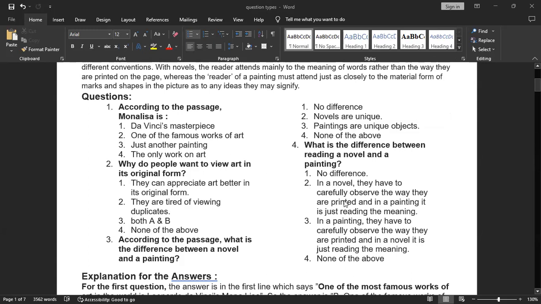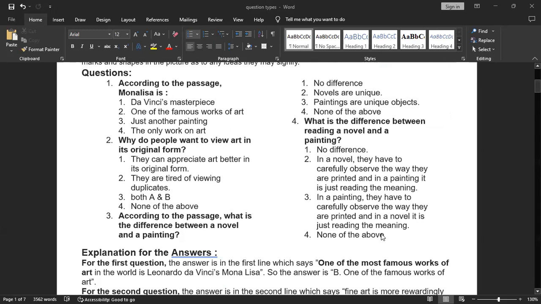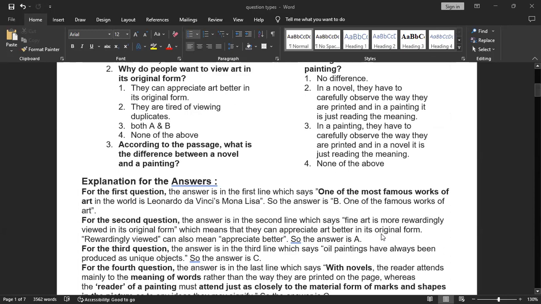No difference. In a novel, they have to carefully observe the way they are printed, and in a painting, it's just reading the meaning. In a painting, they have to carefully observe the way. 3. Okay. So let me go with some explanation of this answer. For the first question, the answer is in the first line, which says one of the most famous works of art in the world is Leonardo da Vinci's Mona Lisa. So the answer is B, one of the famous works of art.